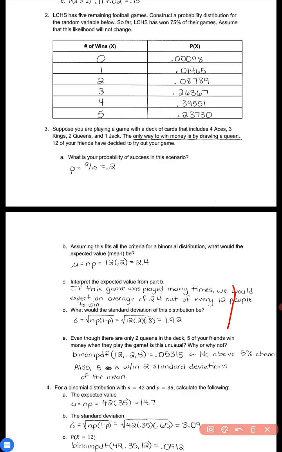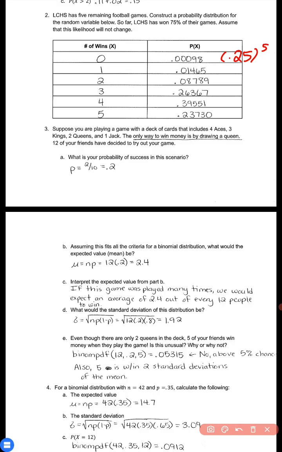Okay, this one I'm just going to write out for you, and then we'll do some of the others in our calculator. So if they don't win at all, well, their probability of winning was 0.75. So if they don't win at all, that means they lose all 5 games. That's 0.25 to the 5th power, right? And when you type that in your calculator, that's 0.00098.